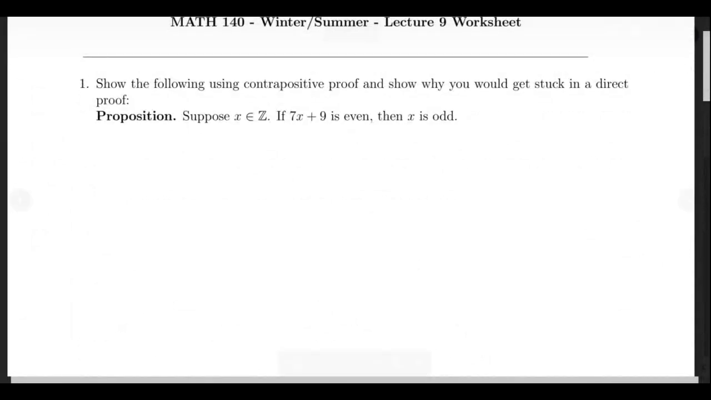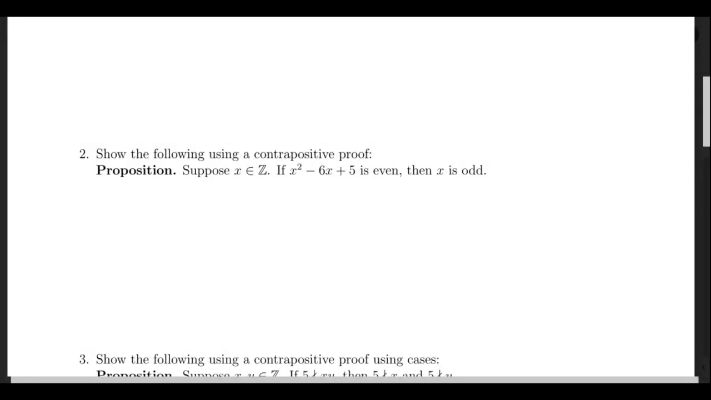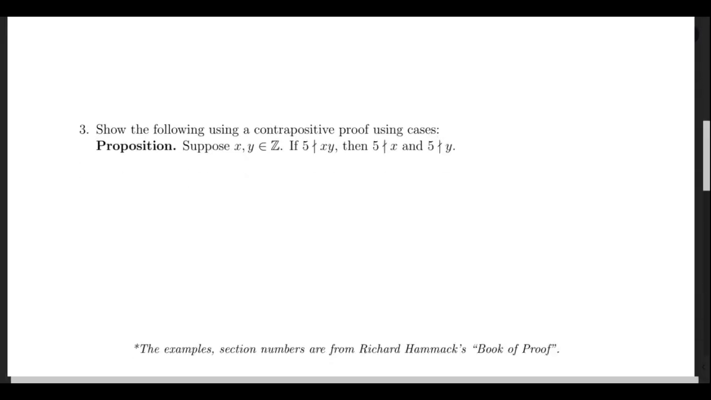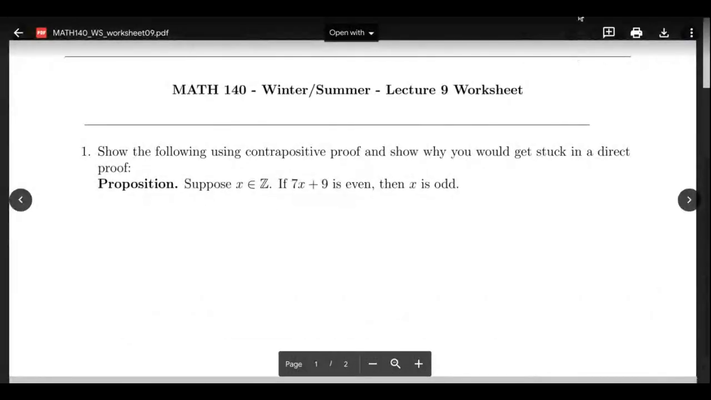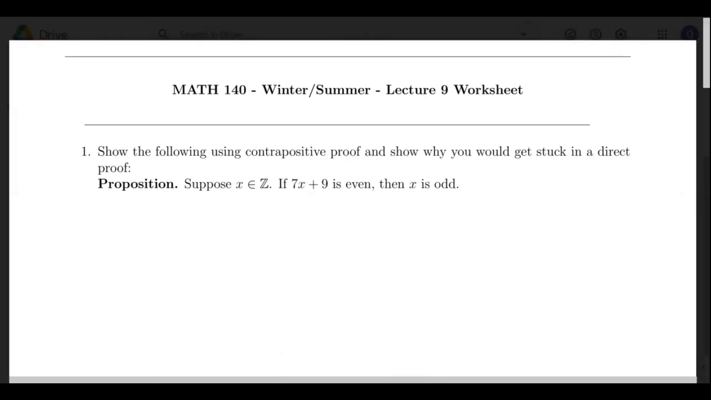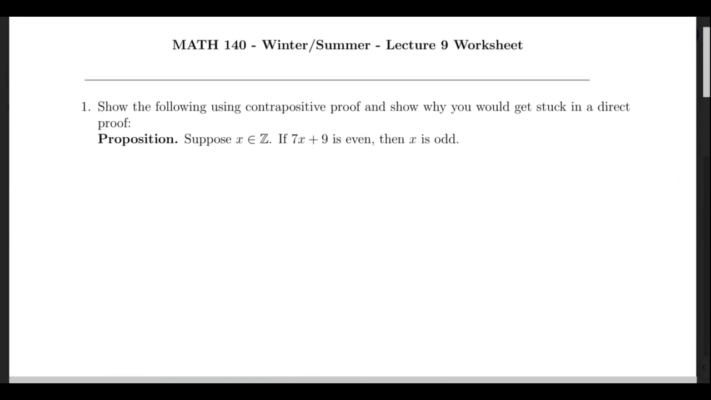Okay, let's try the first one. I'll give you like 5 minutes. Oh, hold on a second. Actually, we did this already. But anyway, try this on your own. Show the following using contrapositive proof and show why you would get stuck in the direct proof. Hold on a second, because those lecture notes were made by the course coordinator, let me change this a little bit. Okay, let's just follow this. Try not to look at the lecture notes. Try to do this on your own.